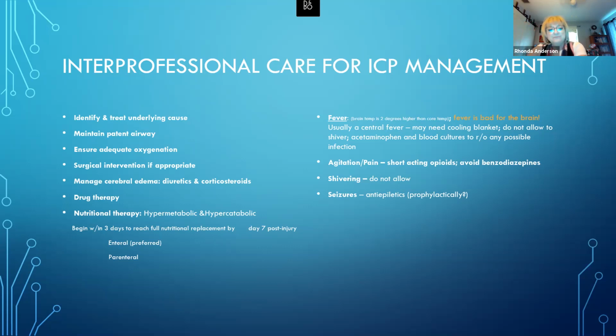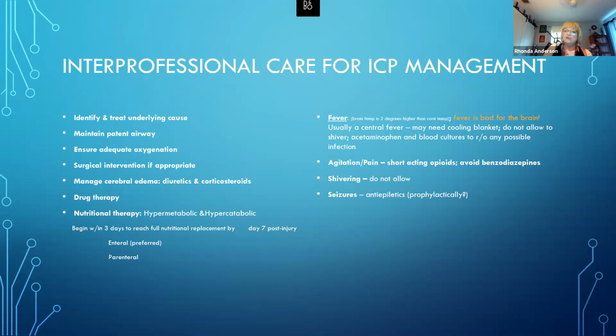Drug therapy, and we'll talk about some specifics there in a minute. Nutritional therapy, remember they are going to be hypermetabolic and hypercatabolic due to the injury. So if they're in pretty good nutritional status when they come in, we'll usually start nutritional therapy within 3 days and then try to reach their full nutritional replacement by day 7 post-injury.